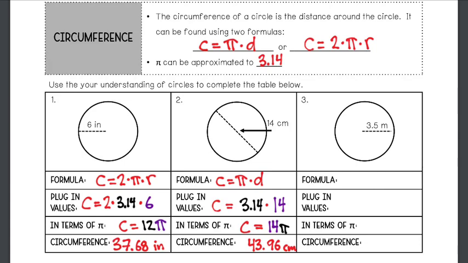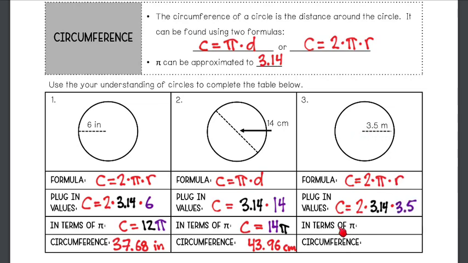Number 3. I look at this one and notice it's a radius because it only goes to the center. For that radius, in our formula here, we would do circumference equals 2 times pi times radius. I then plug in the values, and that would be circumference equals 2 times 3.14. And instead of writing r, I would write 3.5 meters.